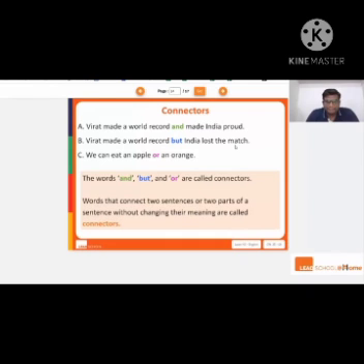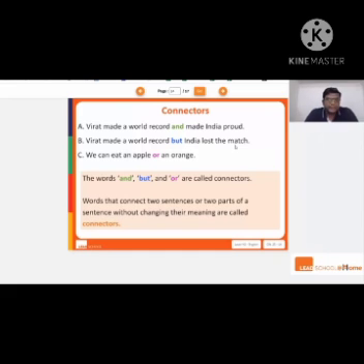We can eat an apple or an orange. What kind of connector is used over here? Or. We use the word or. Now this is used when we have a choice, when we have one more option. Then we use the word or.